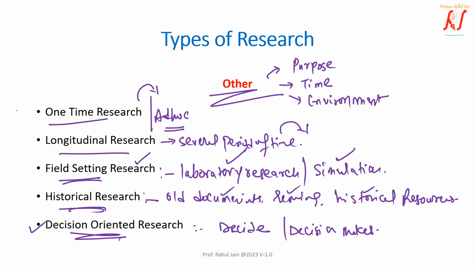So basically, in other types we can classify: one time, that is ad hoc; longitudinal, the research conducted over several periods of time; field setting research, the environment or atmosphere in which the research is conducted; historical research, based on some old documents and historical resources; and decision oriented research, which decides something important for decision makers, right?